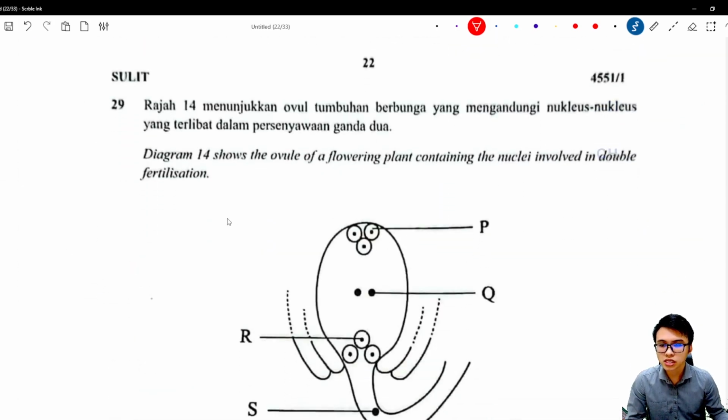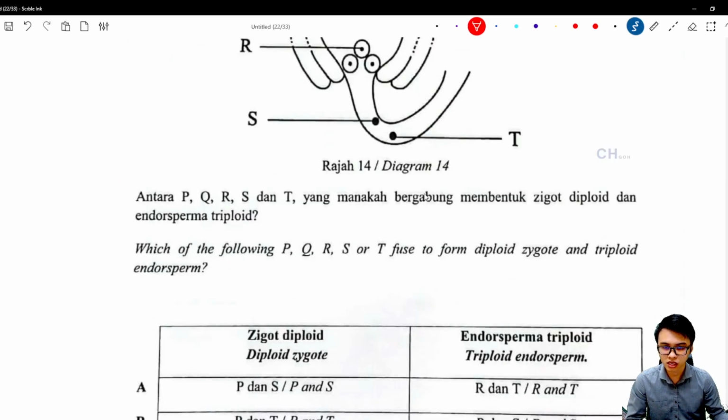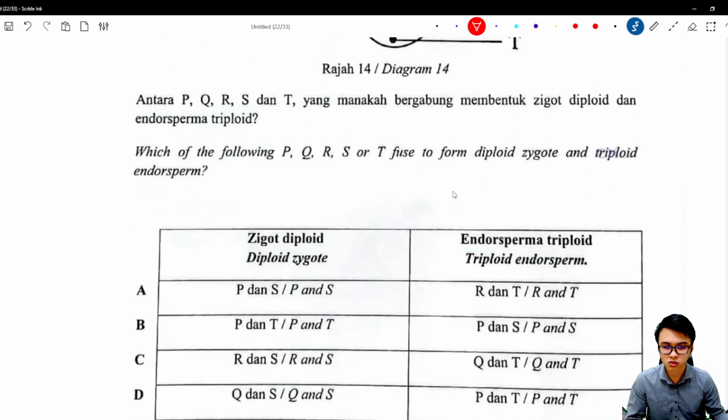Question 29. Diagram 14 shows the ovule of flowering plants containing the nuclei involved in double fertilization. So we have the P, Q, R, S, T fused to form diploid zygote and triploid endosperm.